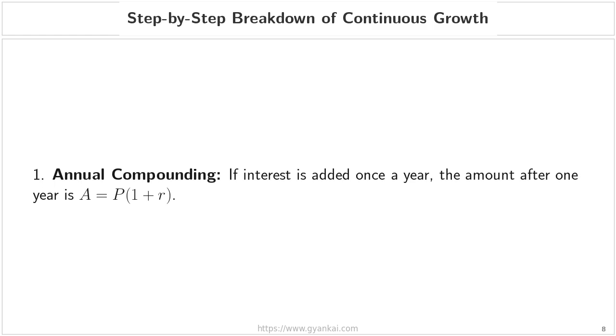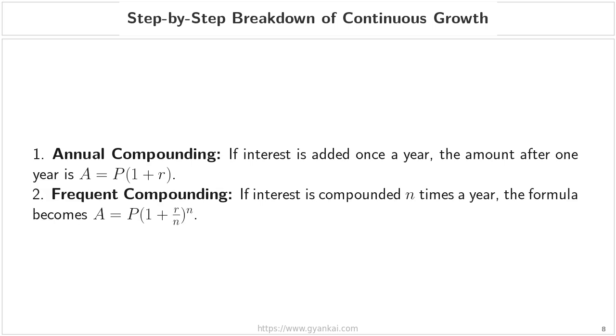Step-by-step breakdown of continuous growth. Now, let's break down exactly how we arrive at the natural exponential function through a real-world scenario. Building on the investment example we just introduced, let's look at how the frequency of compounding affects your total return. First, let's consider annual compounding. If your interest is added only once a year, the final amount, A, equals the principal, P, multiplied by the quantity 1 plus the interest rate, R.